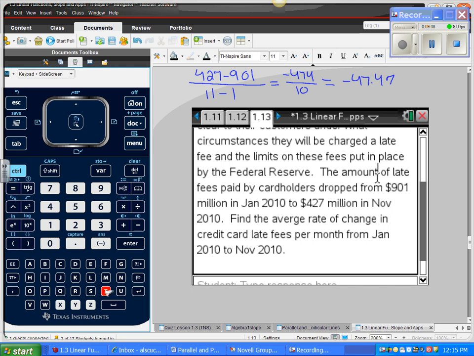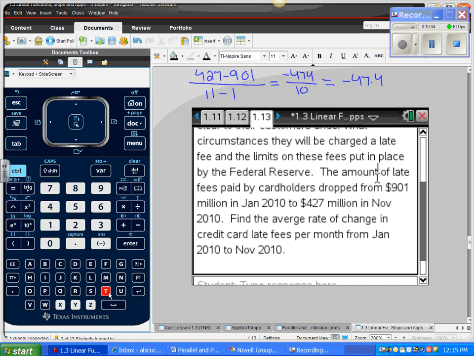Not percent. We're not dealing with percents here. Okay, so negative 47.4, that is our rate of change for late fees. And notice it's negative, and it should be, because the amount of money decreased. That's why we use that 427 first. The amount of money that they're taking in late fees decreased. So we want that rate of change to be negative.